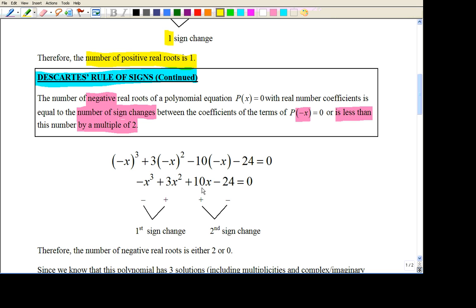So in this case, we had two sign changes. We went from negative to positive, it stayed positive, then went to negative again. So we had two sign changes. That number of sign changes will inform us that the number of negative real roots is either 2 or 0. Because remember, it's either equal to the number of sign changes or less than the number of sign changes by a multiple of 2. So we had 2, that's where we get the 2 from, and then minus 2 would be 0.